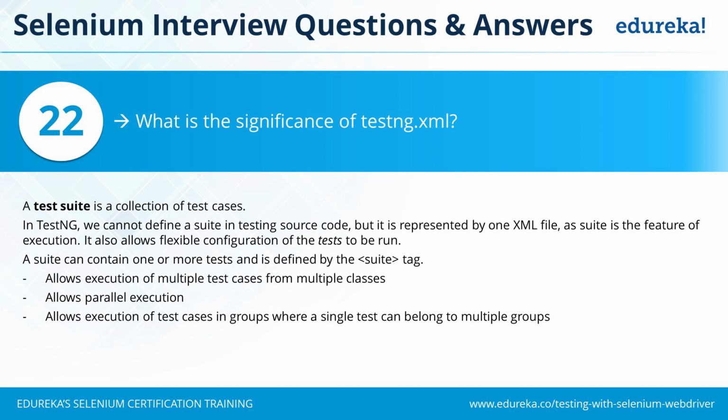What does the suite allow? It allows execution of multiple test cases from multiple classes. So you can define test cases from multiple classes to be executed in one go. It allows parallel execution, so you can execute your test cases in parallel, and it allows execution of test cases in groups where a single test can belong to multiple groups. So you can also create a group of test cases with the help of the groups parameter in TestNG. If one test case needs to belong to different groups, that is also possible. You can just execute one of the groups, and all the test cases that have the group name will get executed one after another or in parallel.